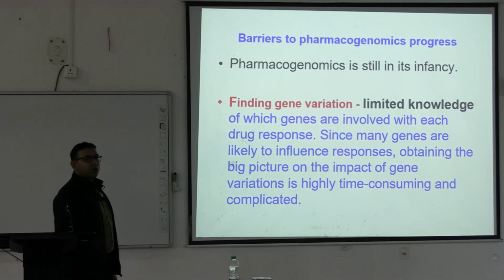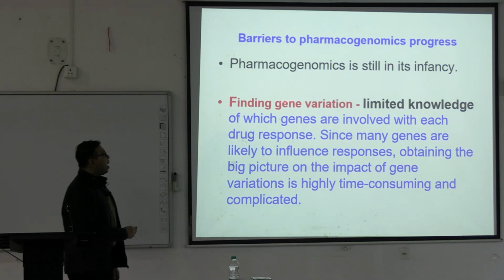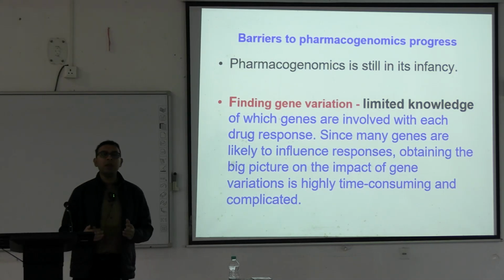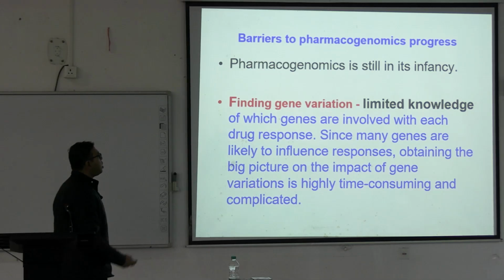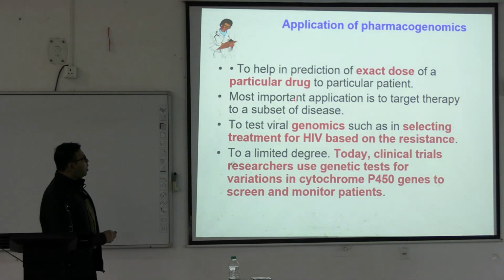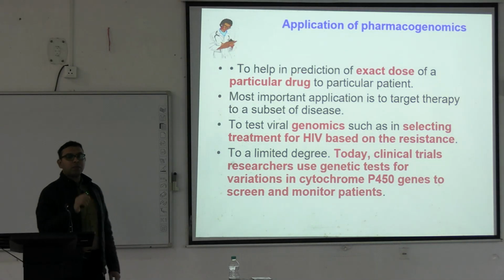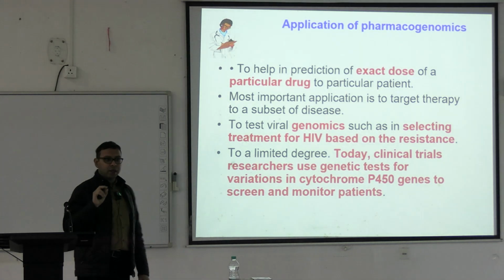The barriers of the pharmacogenomic approach are already there because it is still in its infancy. Finding gene variations, more and more single nucleotide variations, by newer biochemical and genetic techniques is needed. Application helps in prediction of the exact dose of a particular drug for a particular patient, that is, the right drug for the right patient in the right dose at the right time. That is the motto.